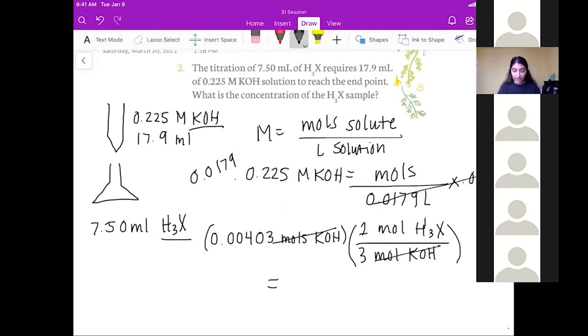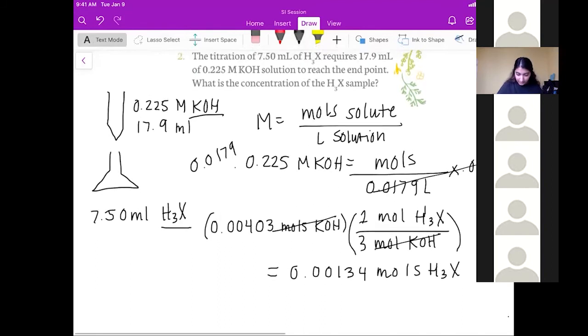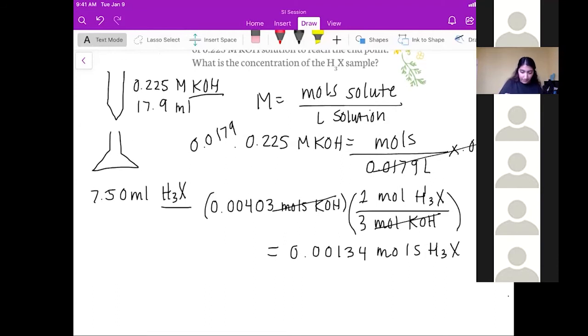Okay, did anyone calculate the moles of H3X? I'm seeing 0.00134 moles H3X. I'm going to scoot us down just a little bit. Okay, hopefully that's what everyone else got as well.